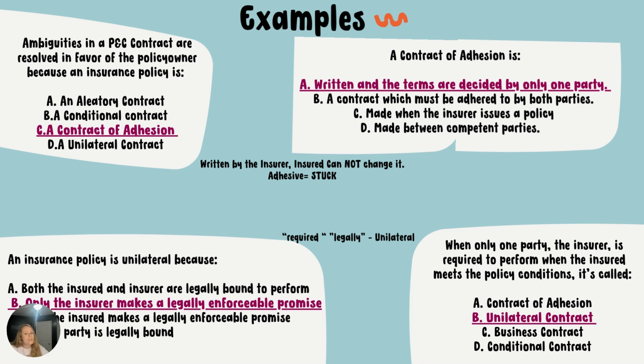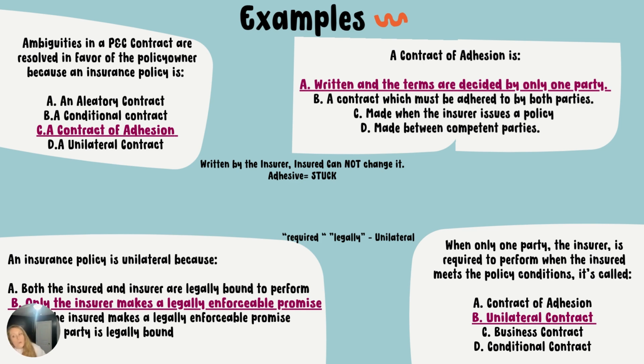B. Only the insurer makes a legally enforceable promise, right? So there's that term, legally enforceable. So you want to associate that with unilateral, right? Anytime you see anything about legally or required, that is where your unilateral comes into play. Same thing with this next question. It says when only one party, the insurer, is required to perform when the insured meets policy conditions, it's called.